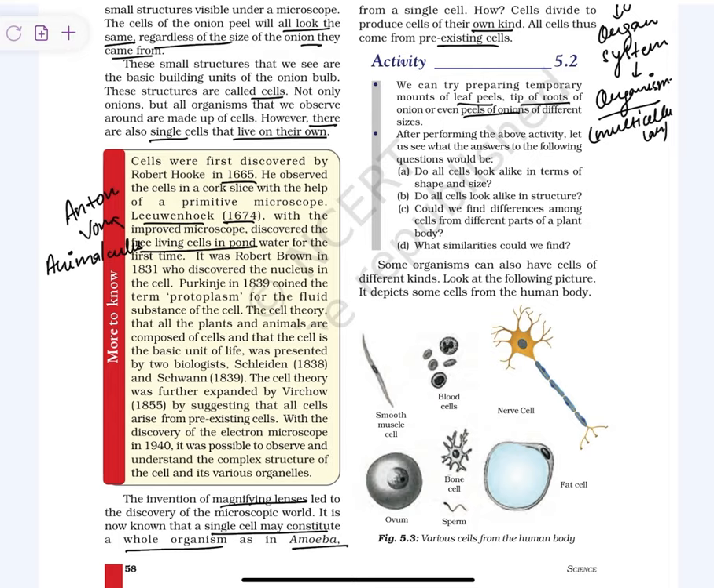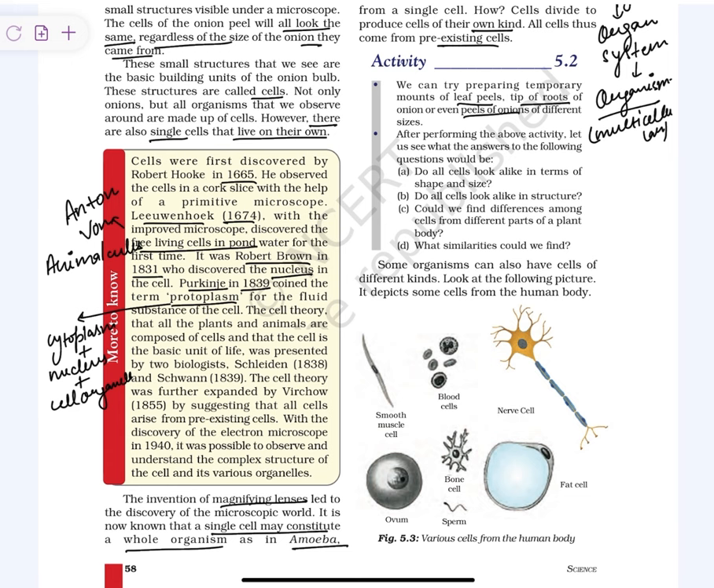Then in 1831, Robert Brown discovered the nucleus. In 1839, Purkinje gave the term protoplasm. Protoplasm is actually the fluid substance of the cell, which includes the cytoplasm, and inside the cytoplasm there is the presence of the nucleus and some other cell organelles. So it includes all these.